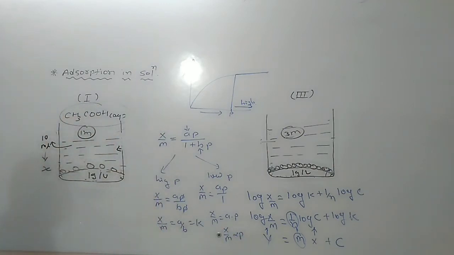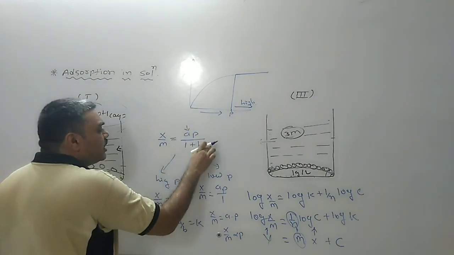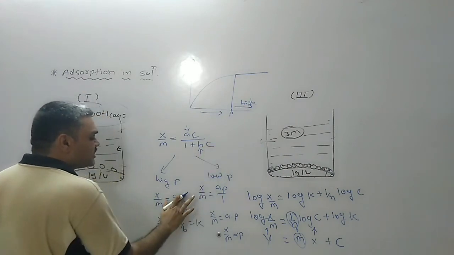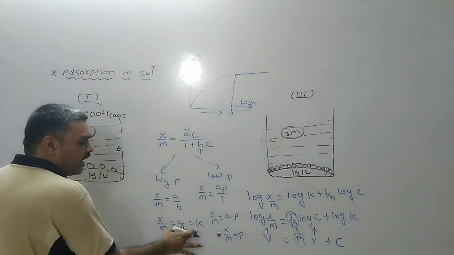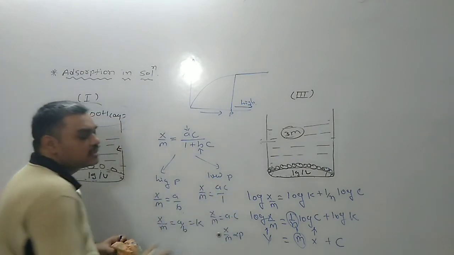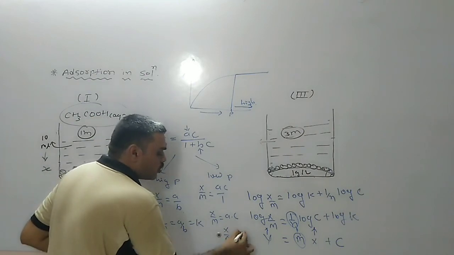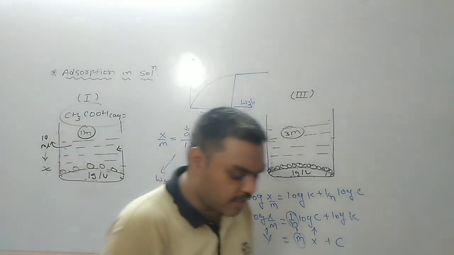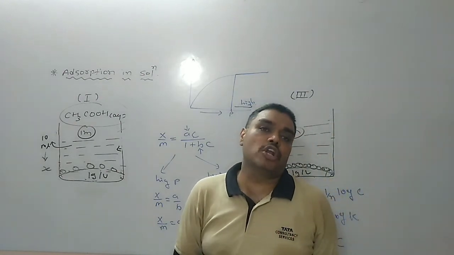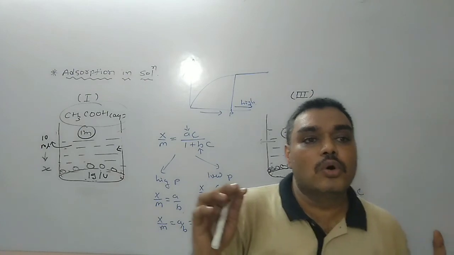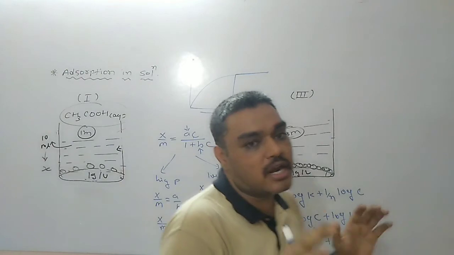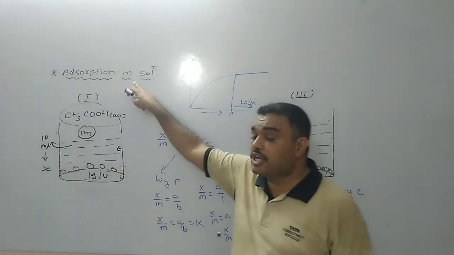For solution, you can consider instead of P, you will take C here, so AC upon 1 plus BC. In that same thing, you will find the constants only, and here instead of P, you can implement C. C is the concentration. The concentration of solute is affecting how? On the adsorption or rate of adsorption or proportion of adsorption, that you can understand. So up to here you can understand how different factors are affecting adsorption in solution.